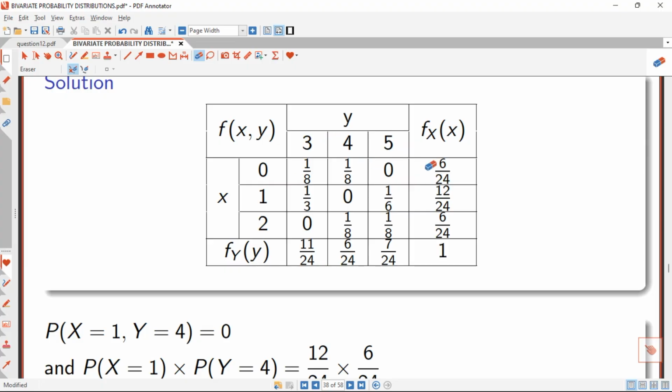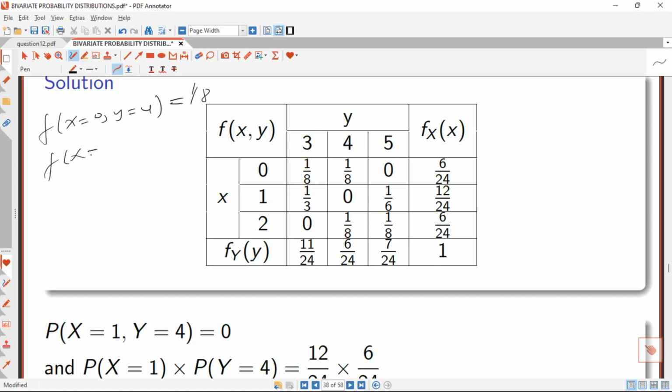So here we have all our marginal of x, then we have all our marginal of y, and all the probabilities that you see inside here are joint, right? They are joint probabilities. So I'm trying to say that if you have the joint, let's say f of x equal to 0 and y equal to, let's say, 4, we are getting the probability of 1/8. So they are all joint, right?